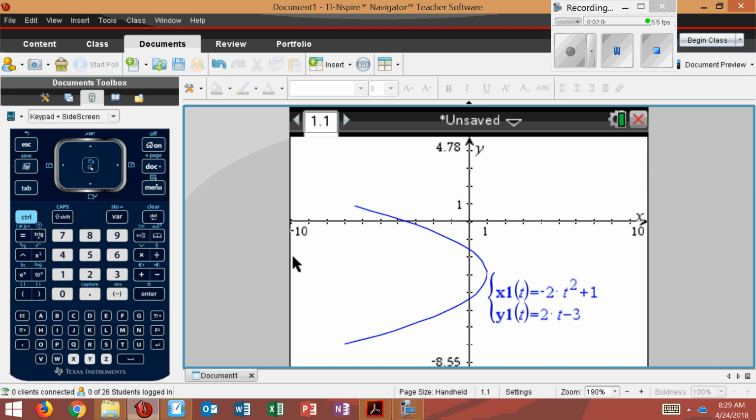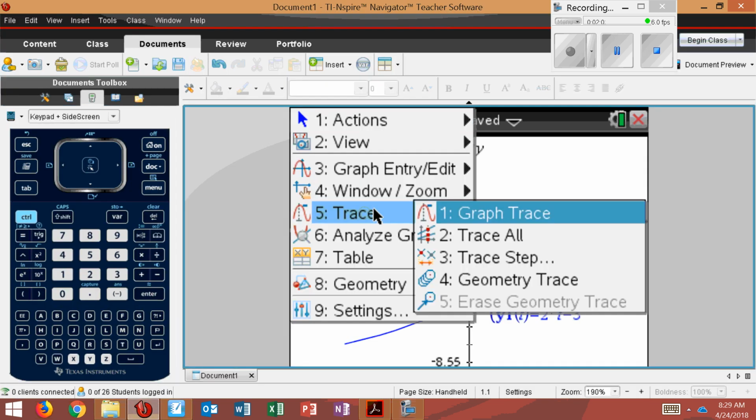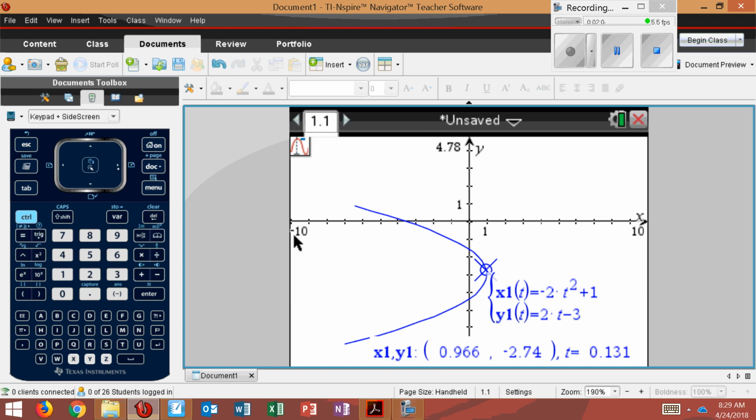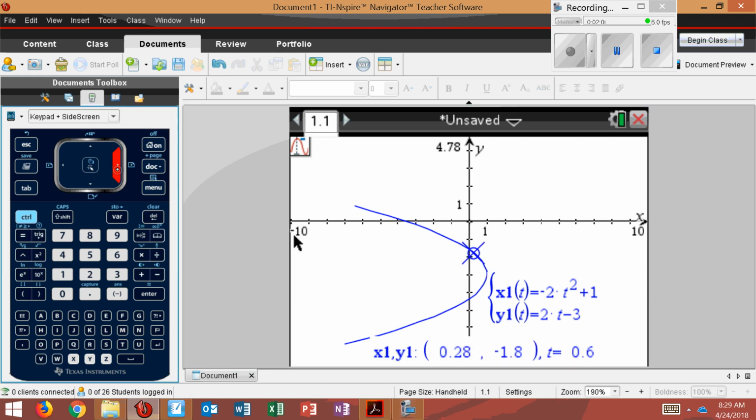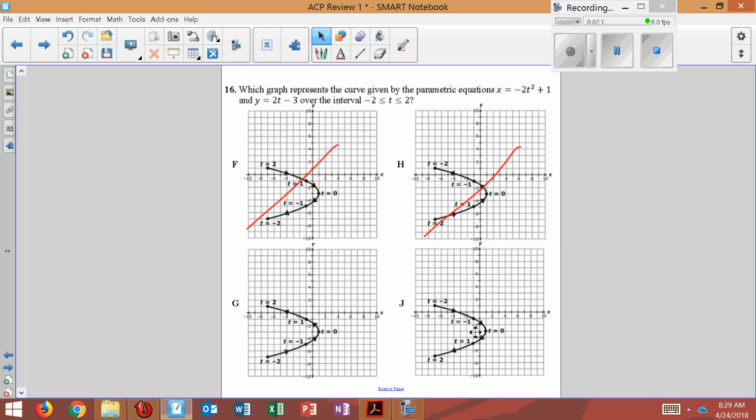The way to do that is we trace it. When you go menu, trace graph. When I press right, it'll go forward in time. And notice how this graph is moving upward. So the arrow should be moving upward the whole way. So this one's moving downward, which means J is also wrong from the graph, which means G has to be my correct answer.